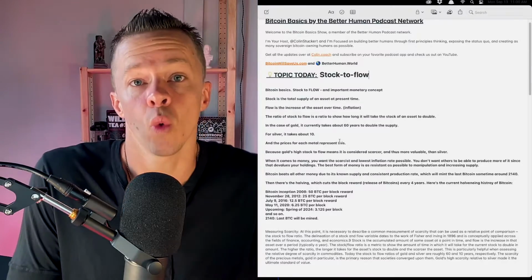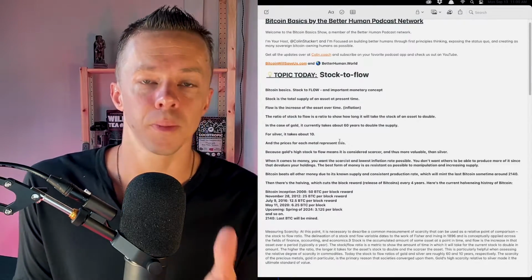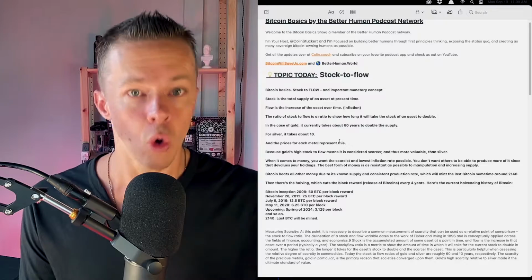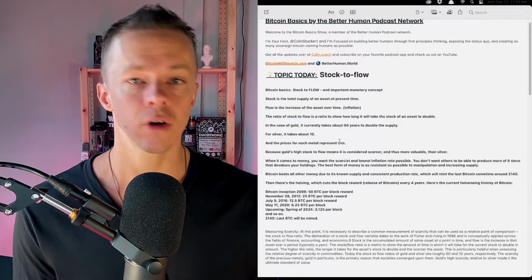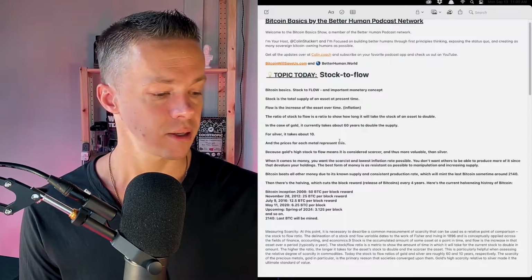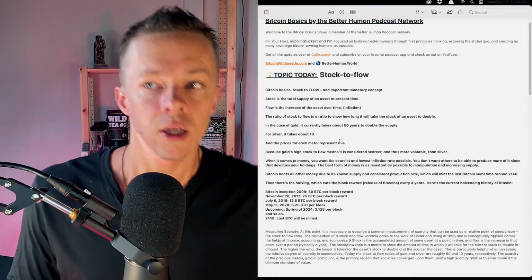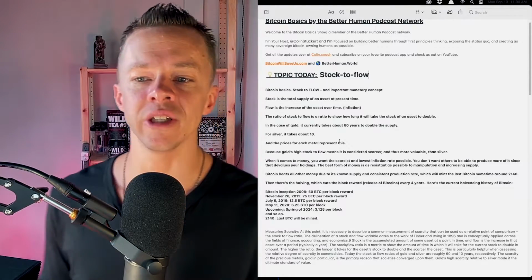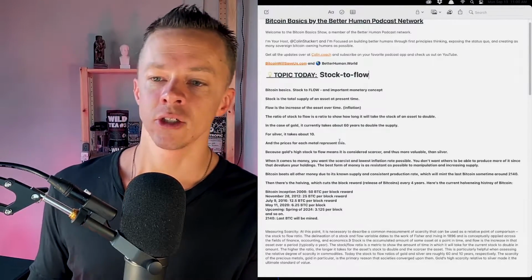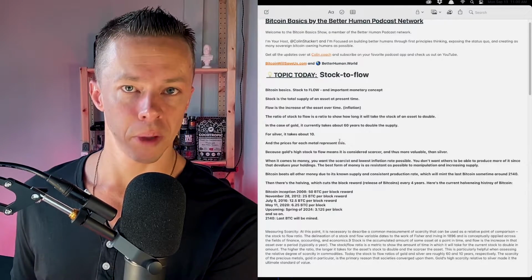If you know that it's only 1 to 2 to 3% being added to the supply every year, then you can know that gold probably historically is going to have a 1 to 3% inflation rate. If it's silver and it's way less than that because there's way more of it produced, then you price it accordingly. The best form of money is as resistant as possible to manipulation and increasing supply.